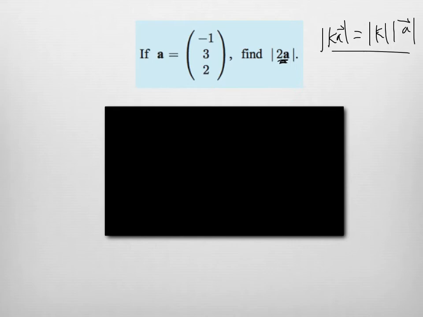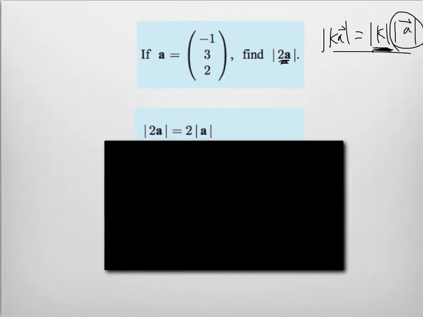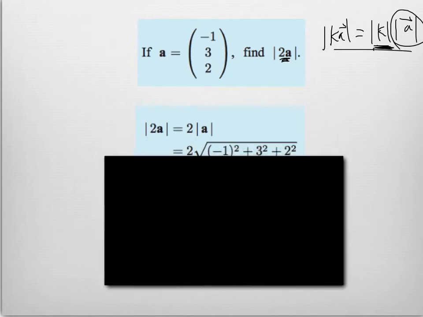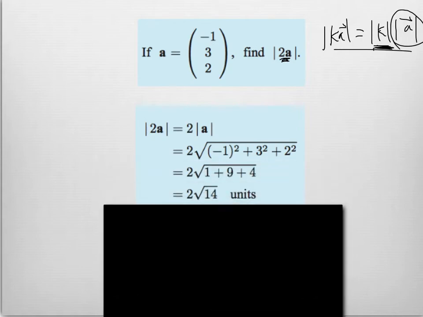This turns out to be a little bit easier because finding the magnitude with smaller numbers is easier. So let's go with this method. We can take out the 2, and then we can find the magnitude of A, and then multiply that by 2. We end up with 2√14.